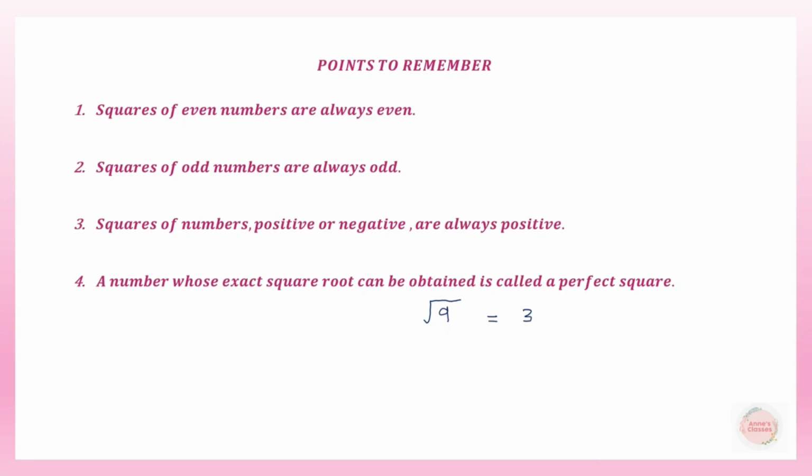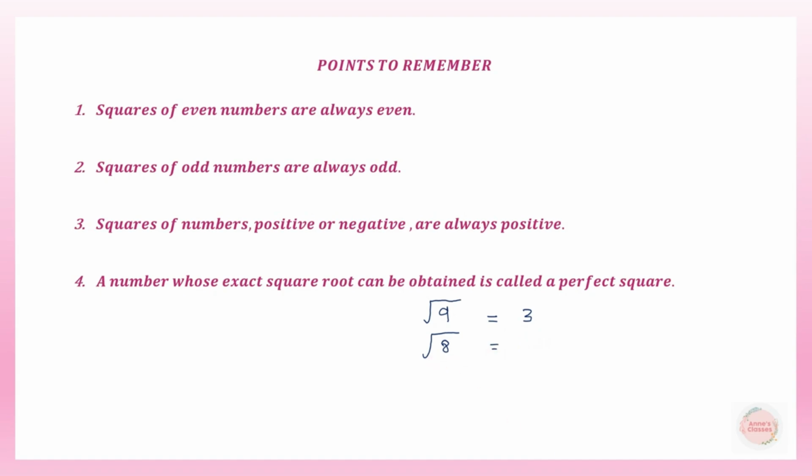Now let's take 8, the number 8. Do we have a number which when multiplied by itself will give us 8? No, we don't have a number. We can find the square root of 8, but we don't have a number like this, isn't it? So 8 is not a perfect square.